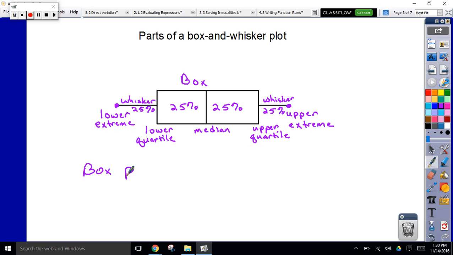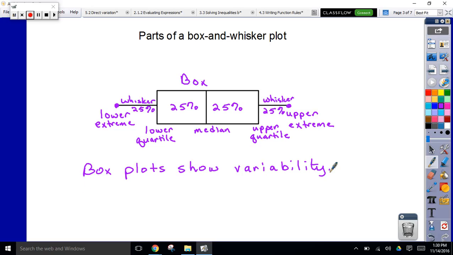So box plots show variability. What measure have we learned about that also shows variability? We have mean, median, mode, and range. Which one of those shows variability? Raise your hand. Andrew? The range. The range shows variability.